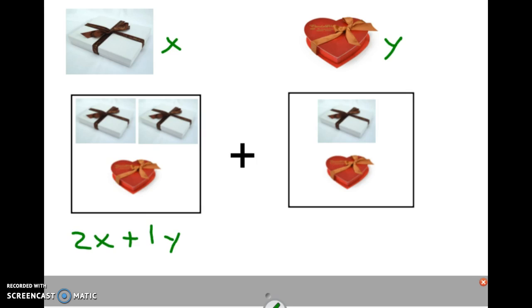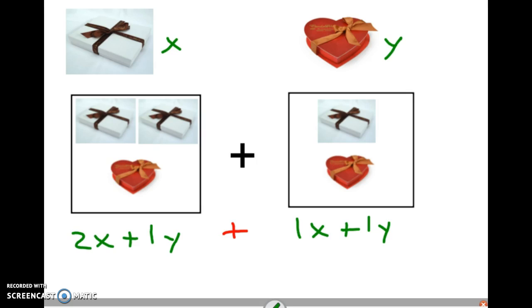Let's say we're a lucky person, somebody else gave us some candy, they gave us 1 rectangular box and 1 heart-shaped box. If we add them together, we would see that we have a total of 3 rectangular boxes and 2 heart-shaped boxes. Once again, if we look at the like terms, if you add 2x and 1x, you would get the 3x. If you add the 1y and the 1y, we would get the 2y's.